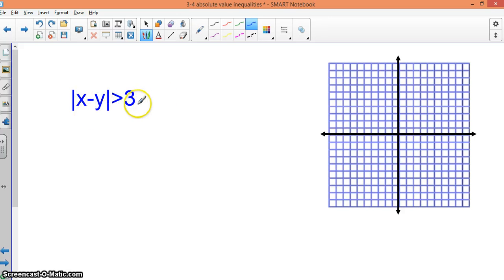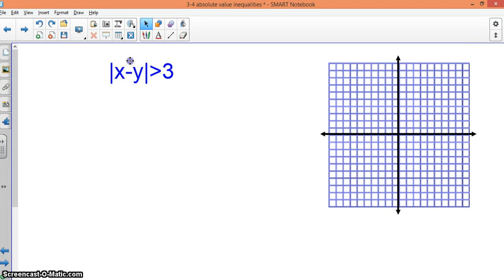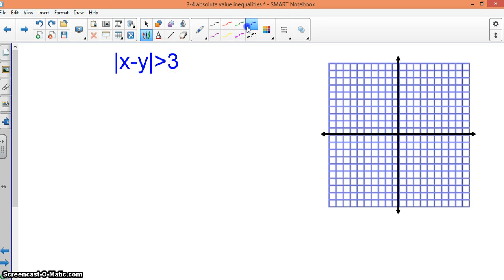Here this is an or problem. If we have x minus y is greater than 3, that means either x minus y is greater than 3, or it could be that x minus y is less than negative 3. This is how we split these up back in the last chapter.